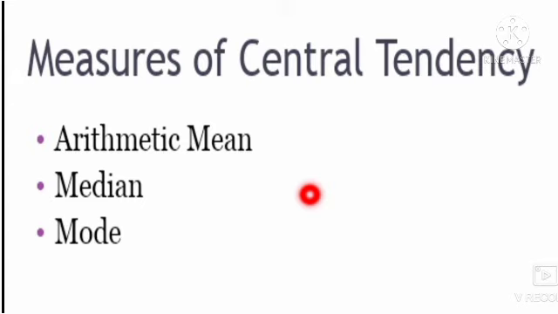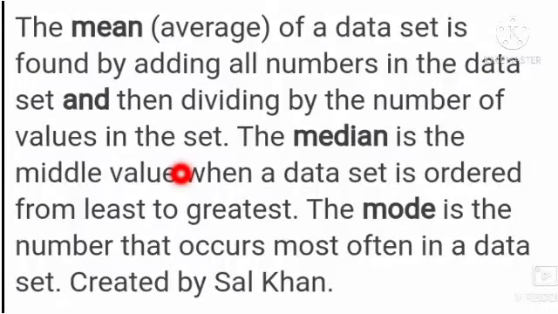Measures of central tendency. They are arithmetic mean, median, mode. First, let us study about mean. The mean or average of a data set is found by adding all numbers in the data set and then dividing by the number of values in the set. What is median? The median is the middle value when a data set is ordered from least to greatest. The mode is the number that occurs most often in a data set.